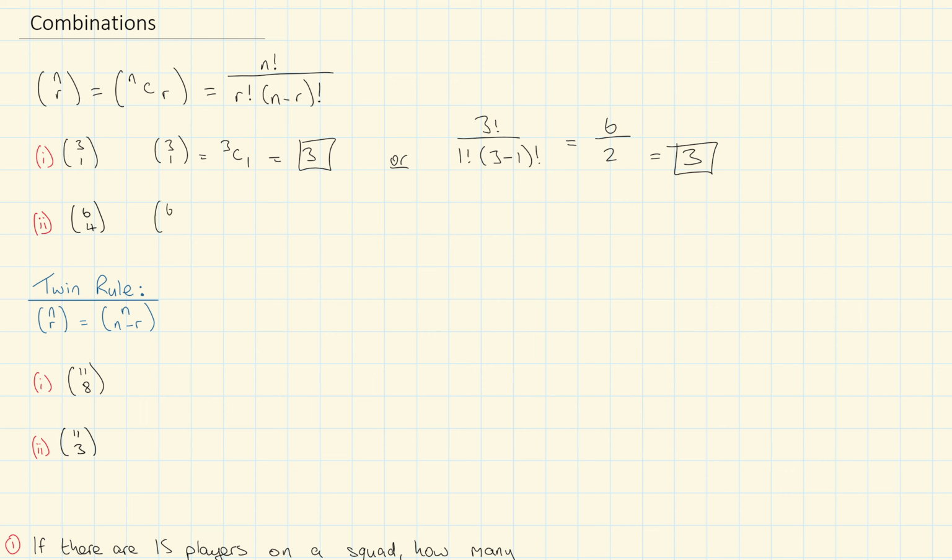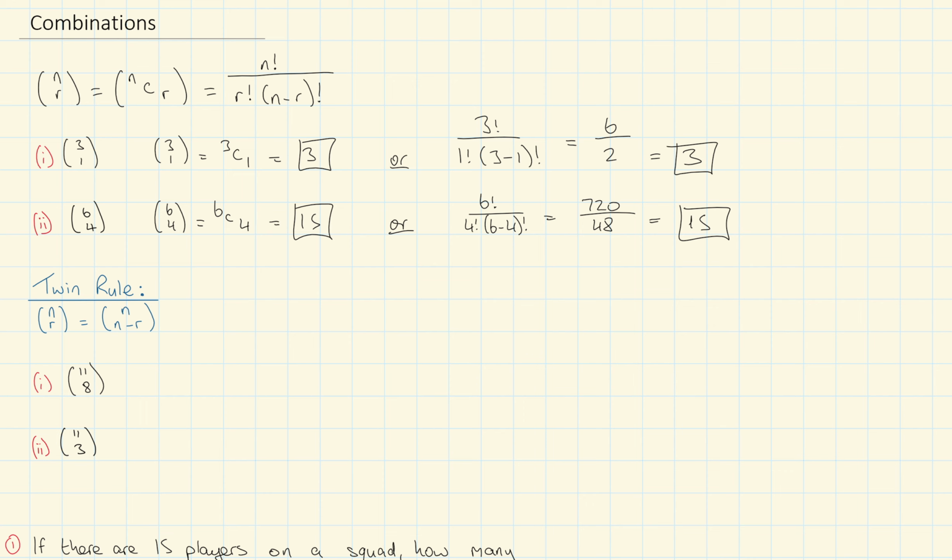Part 2 now, we have 6 choose 4. And your calculator is always the easier approach. 6 choose 4 will give me back 15. Or else my formula method would be 6 factorial over 4 factorial multiplied by 6 minus 4 factorial. So 6 factorial will give you 720 divided by, and if I put the bottom line in, 4 factorial multiplied by 6 minus 4 factorial will give me 48. And then 720 divided by 48 will give me 15, the same answer.